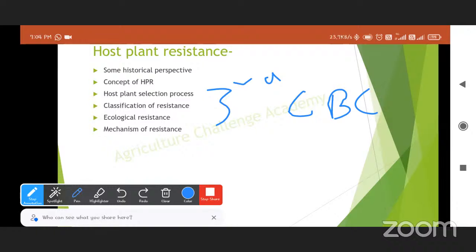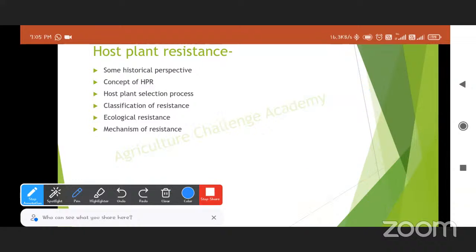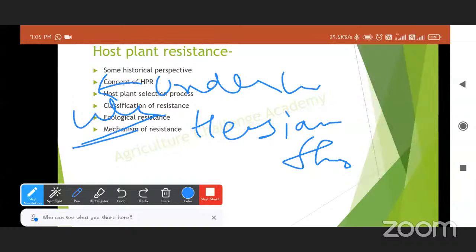Then comes 1782, another landmark. In 1782, the first documented record of an insect resistant variety appeared. There was a wheat variety known as Underhill, which was resistant to Hessian fly, Mayetiola destructor. It is the first documented record of an insect resistant variety.